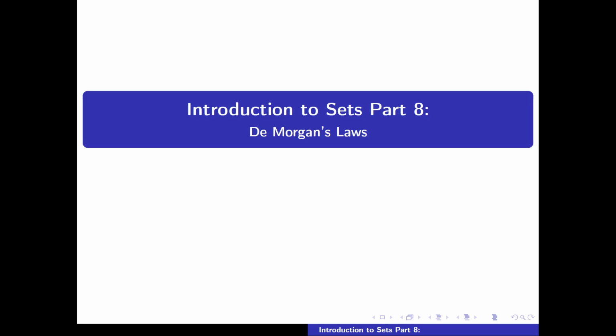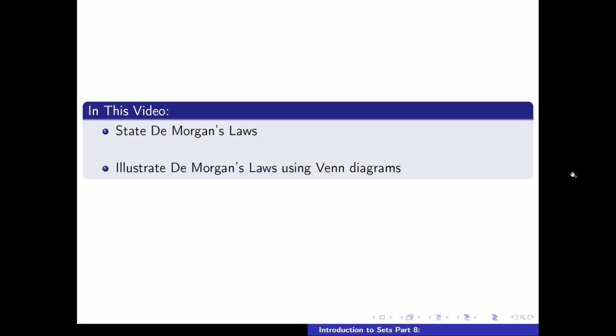In today's video, we're going to discuss De Morgan's laws. These are a very important set of laws in both logic and in particular set theory that relate to how certain set operations can be transformed. In this video, we're going to state De Morgan's laws, and we're also going to illustrate them using Venn diagrams. Remember, Venn diagrams are a very useful and powerful tool for helping us to illustrate or visualize set operations and the relations in sets.